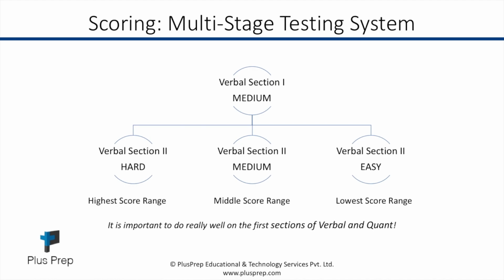So the idea is to ensure that you do really well in the first section, get as many questions right as possible in the first section, and get a harder section so that you maximize the chances of getting the highest probable score that you can. So the takeaway is that it is important to do really well on the first sections of verbal and quant.